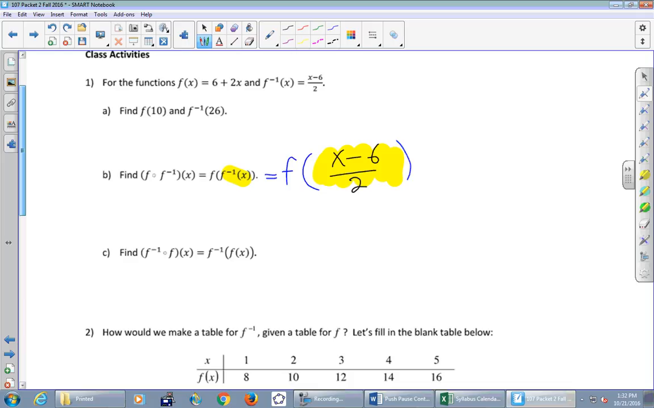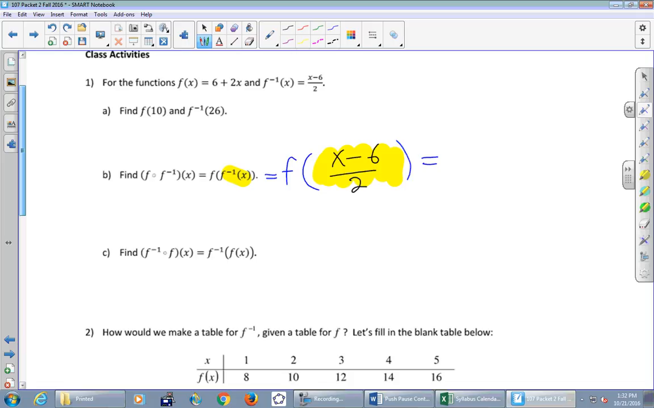Everybody see it? The outside function f is just copied, waiting. The inside function f inverse just got replaced with specifically the formula for f inverse. Okay, this is the hard part. We are going to apply f to this complicated thing that's highlighted in yellow.